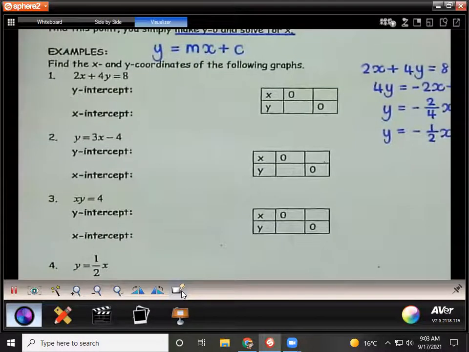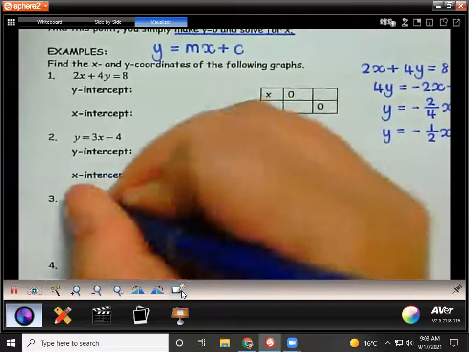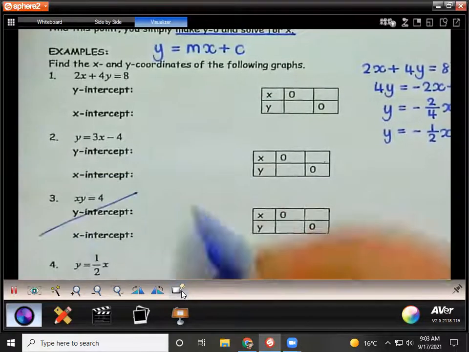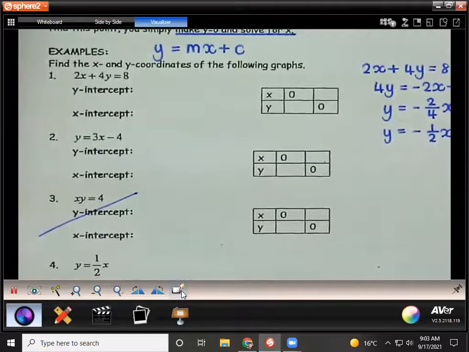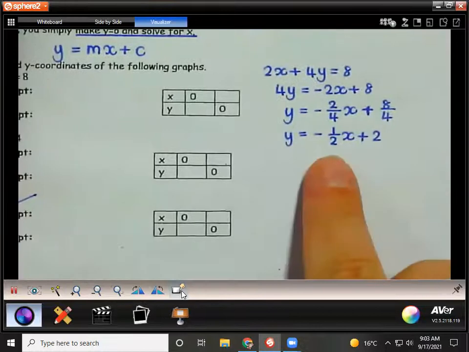Now we're not going to do all of these. We're not going to do number 3 or number 5. So you can just draw a line through those because those aren't actually straight line equations. All right, but we'll do the others. We'll do 1, 2, and 4. Now in this exercise, on these examples, they're saying find the x and y coordinates of each of the following graphs. All right, so for number 1, we have this now.